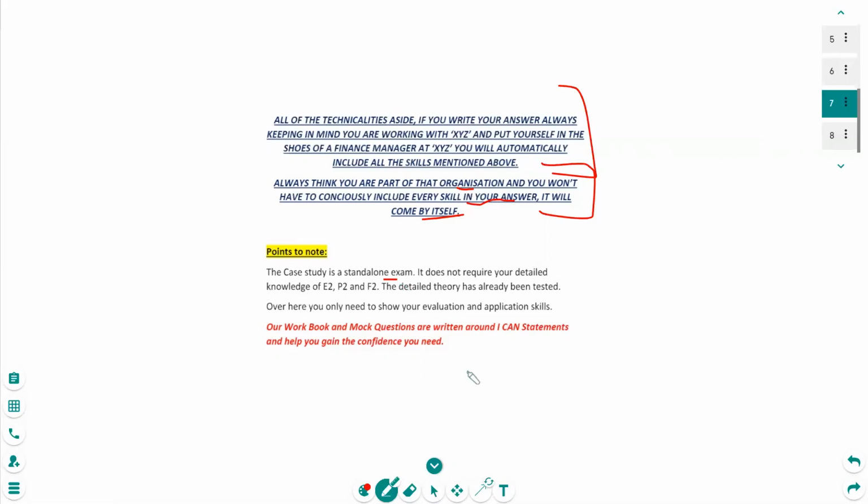Now your detailed theory has already been tested in the OTQ syllabus, so it's not going to be tested in detail over here. Over here, moreover, you need to show your evaluation and application skills. Now the workbook that we make and the mock questions book that we do, all of that revolves around the I can statements only, and it will help you gain the confidence that you need.